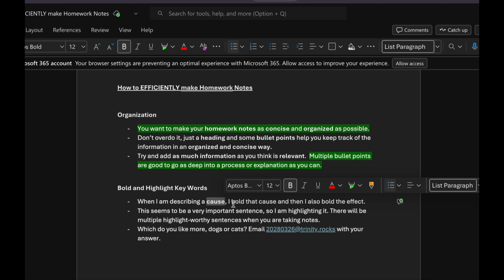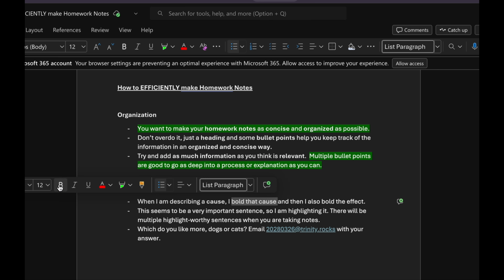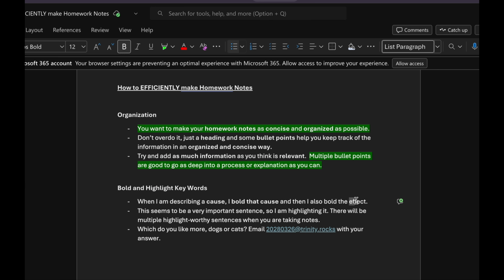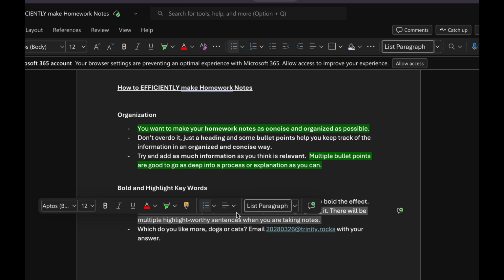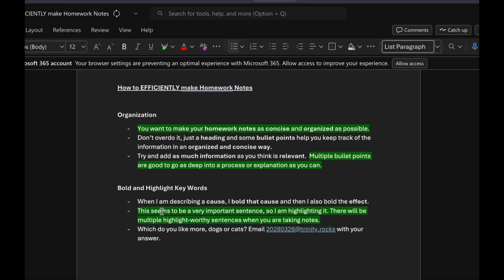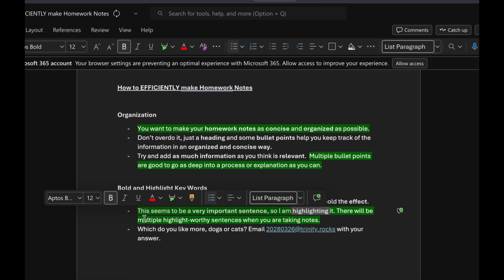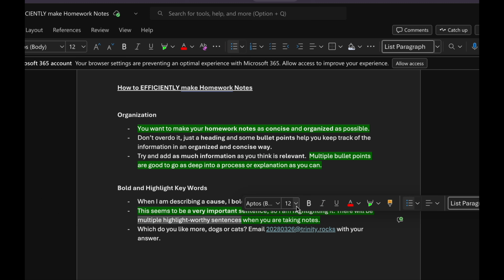When you're reading over your bullet points, bold individual words. The way I do it is I bold a vocab word that would cause a process, I bold the action in which that cause performs, and then I bold the result. I usually highlight entire sentences or bullet points that describe or state something that's very important.